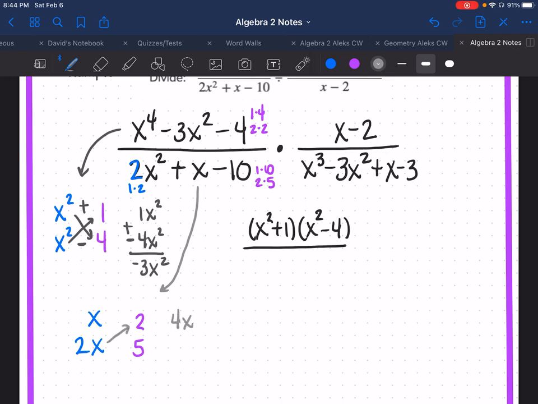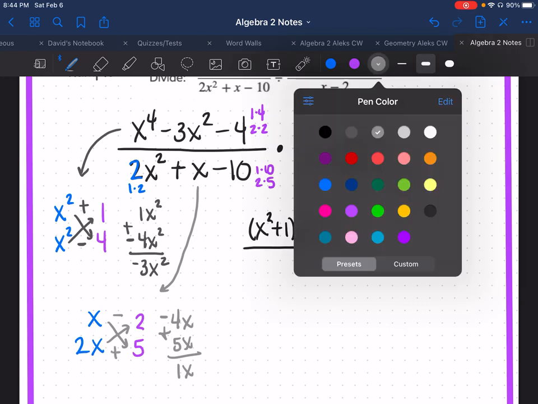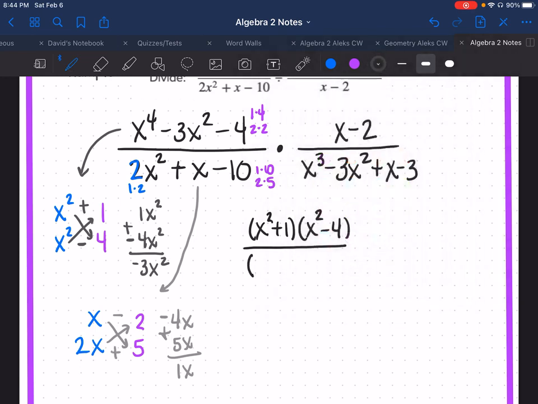Remember, 2x times 2 is 4x. That's 5x. I add them together and I want 1x like I have right here. I think I did it. I just have to make this one a minus and it'll work. Perfect. There we go. So there's my second one factored.